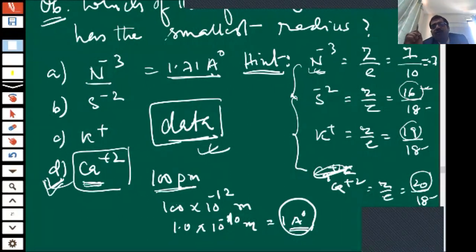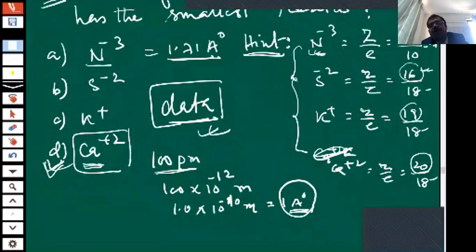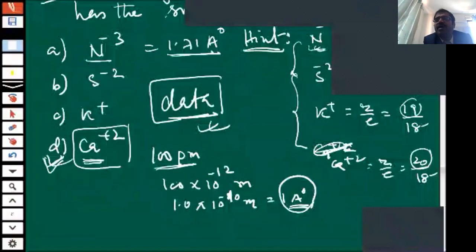So we have to calculate Z by E value every time, children. You have to calculate Z by E value irrespective of which period they are, irrespective. If it is cation, generally when it is cation, children. So option D is correct. You can find out the data. So I think this is clear. I have given you the data also.